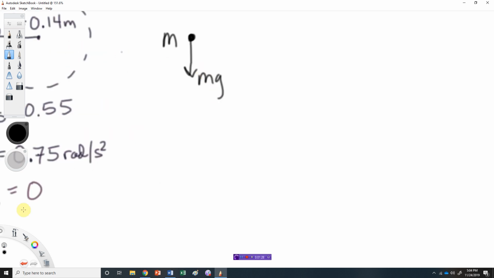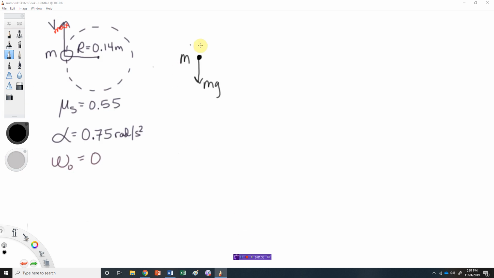the penny. Okay, so we have the force of gravity pulling down, and we have the normal force pulling up.